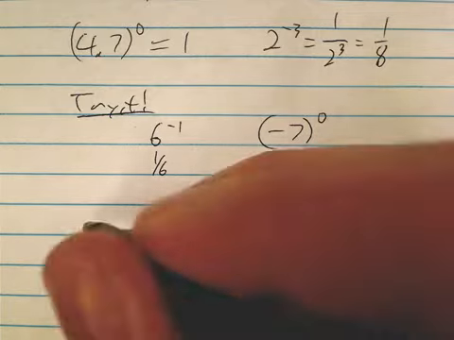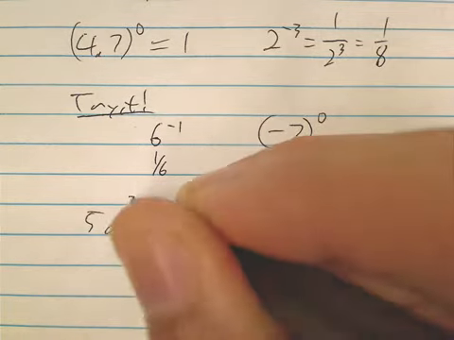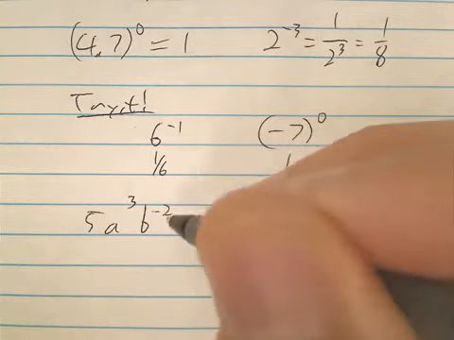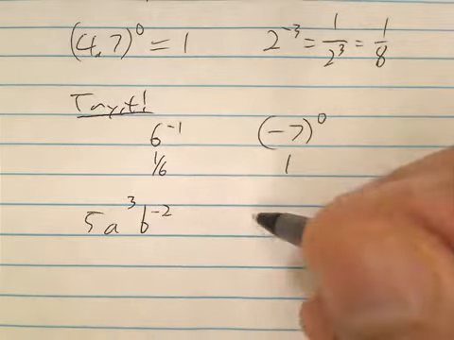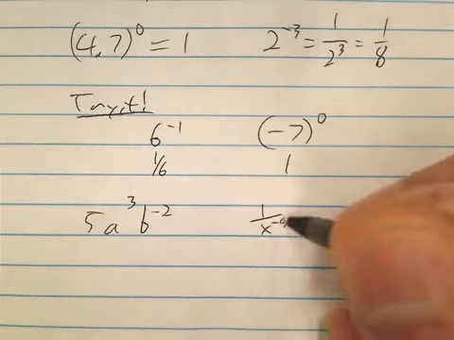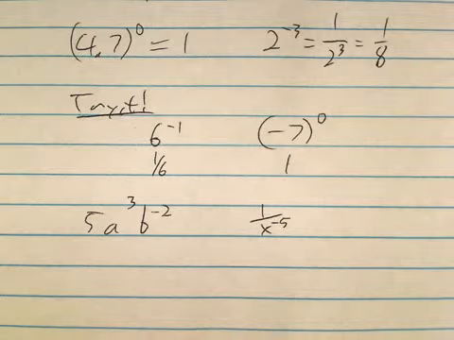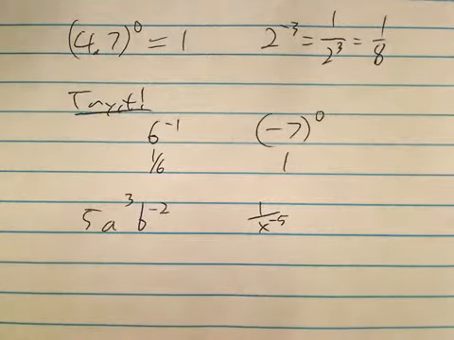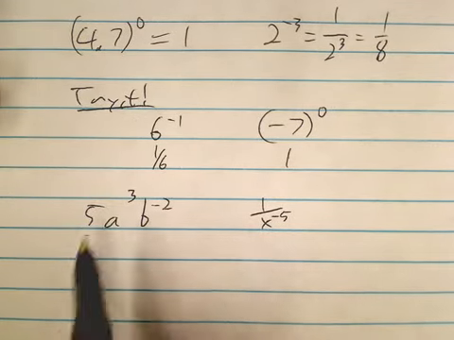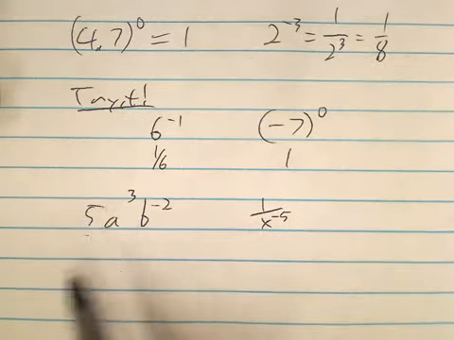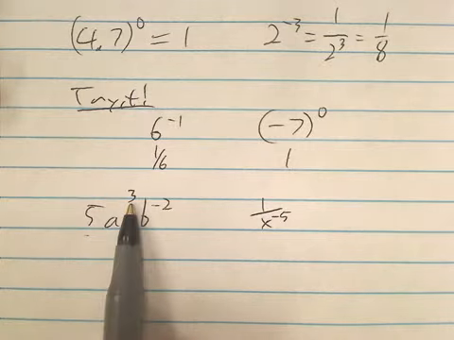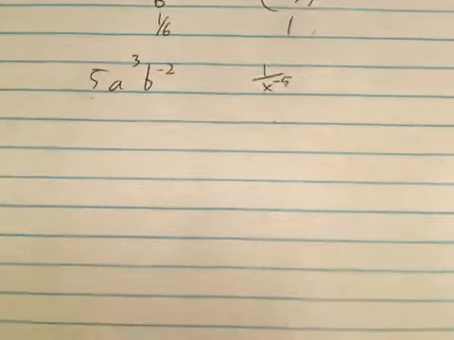So if I have 5a to the third, b to the negative 2, and 1 over x to the negative 5th power. Okay, and basically your rule here is going to be that a negative exponent changes where the variable is. So my answer for this one, 5 is okay. It doesn't have a negative exponent. A to the third, that's a positive exponent. That's okay. Let me scooch this up.